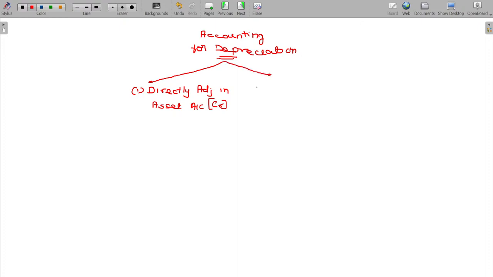Or there is one more thing. Asset வாங்கும்போது normal asset to bank, ஆனா depreciate பண்ணும்போது assetல adjust பண்ண மாட்டீங்க. Adjusted through provision for depreciation account. Is that okay?